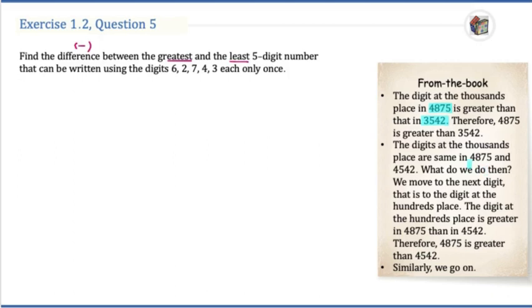If suppose they had the same digit at the thousands place, for example 4875 and 4542 have the same thousands place, then the next thing you see is the hundreds place. So you have 800 something in the first one, 500 something in the second one. Obviously 800 is more than 500. So therefore you move to the next digit. If the thousands are equal, you move to the hundreds place. And because that is greater in 4875, that will be greater. And similarly, you keep going on. So all this discussion we don't need for this question.